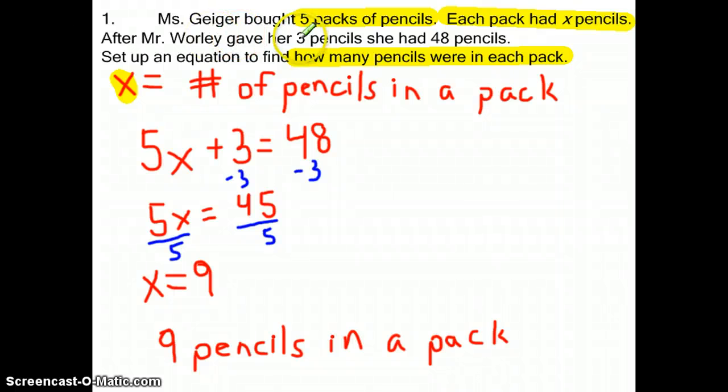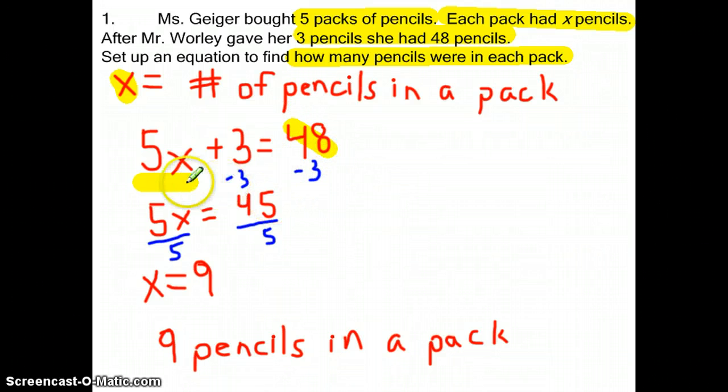And Mr. Worley gave her 3 pencils. So we know we need to add that onto our total. After he gave her 3 pencils, she had 48. So we got 5x, which represents how much she bought, and then we have plus the 3 pencils he gave her equals our total of 48.